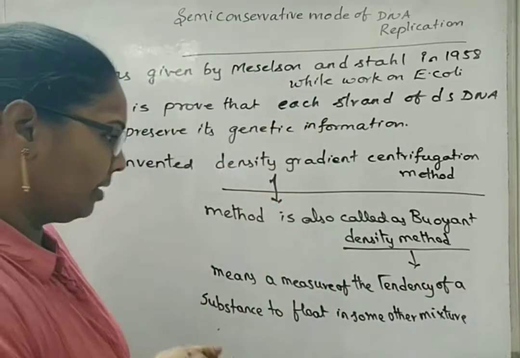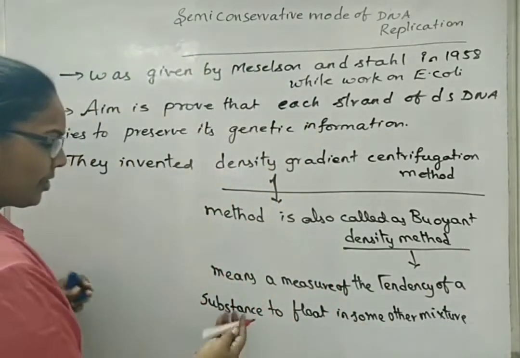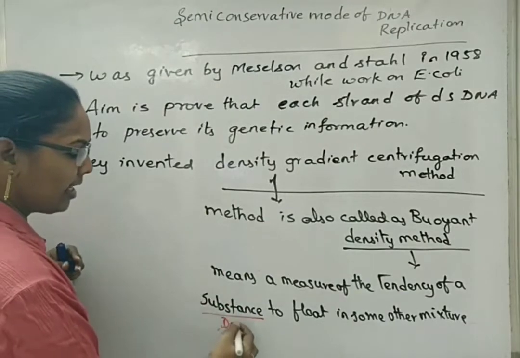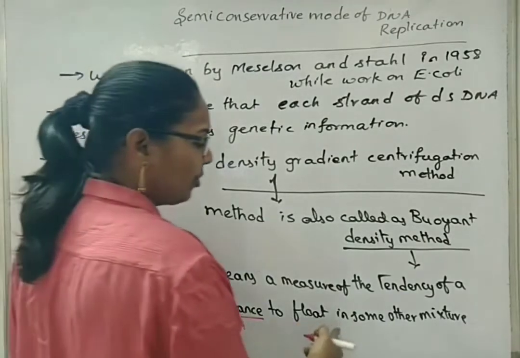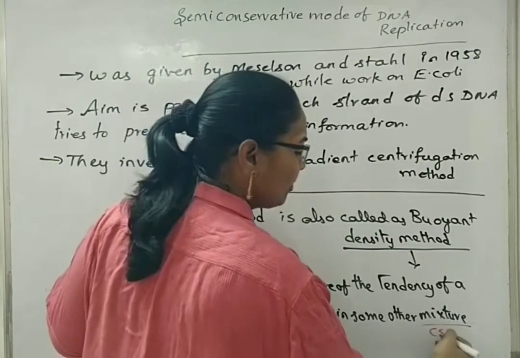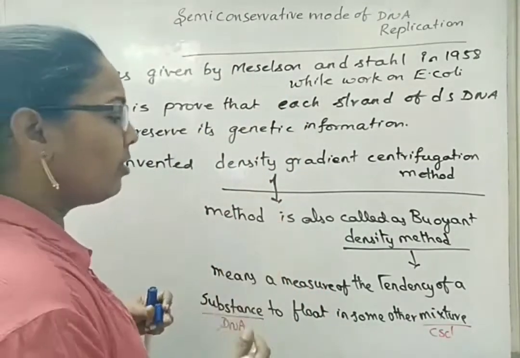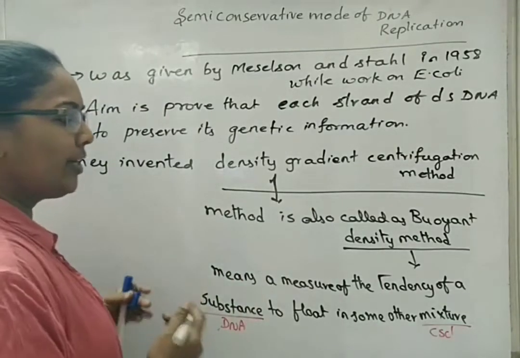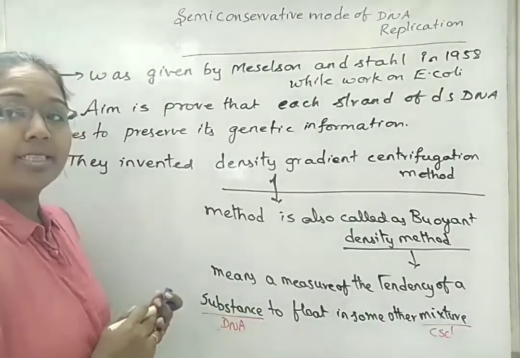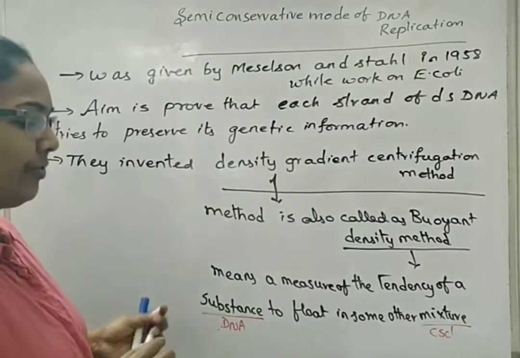Here, the tendency of the substance means the DNA has the nature to float in some other mixture. Here we can consider cesium chloride. DNA is getting floated or separated based on different densities. Those density differences are because of nitrogen 15.